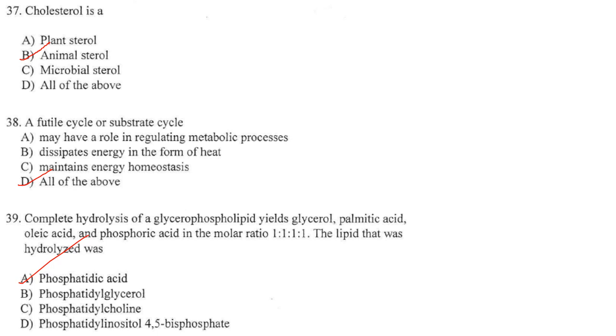So a futile cycle or substrate cycle may have a role in regulating metabolic processes. That is correct. Dissipate energy in the form of heat. That's also correct. Maintains energy homeostasis. That is also correct. And D is all of the above. So all of the above is the answer.